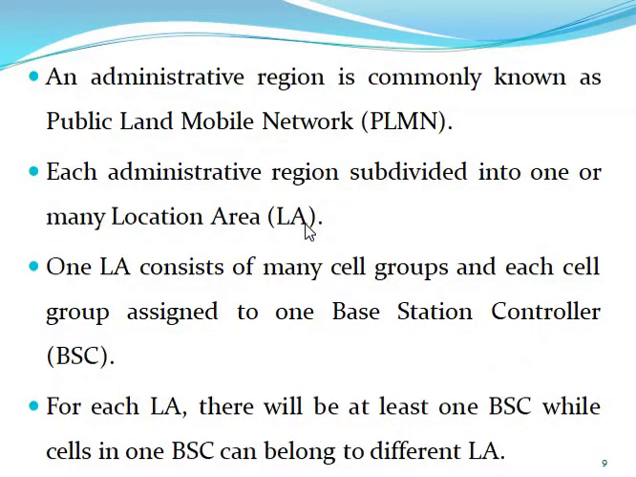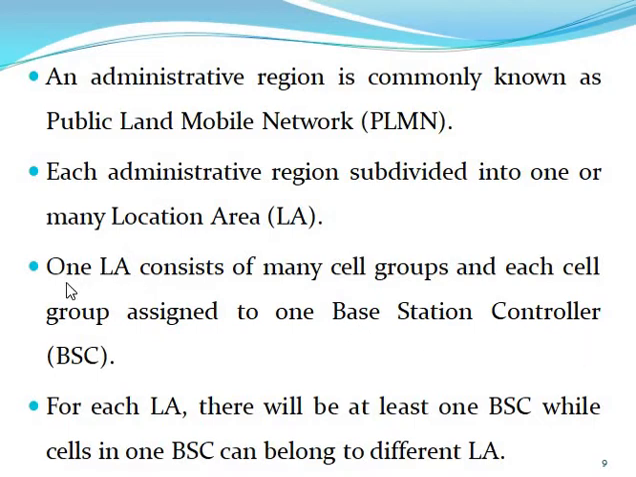The administrative region is commonly known as the public land mobile network. Each administrative region is subdivided into one or many location areas. So the administrative region is divided into a number of location areas. A location area consists of many cell groups, and each cell group is assigned one base station controller.